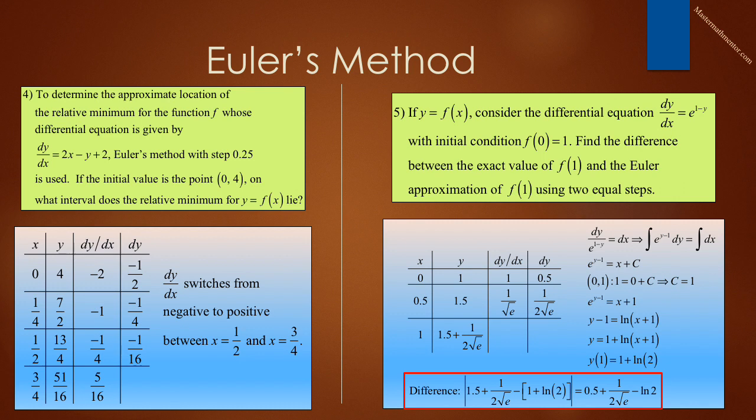So finally, the difference is the absolute value of 1.5 plus 1 over 2 square root of e minus the quantity 1 plus natural log of 2. I used an absolute value sign here because I'm not sure which number was bigger. However, this turns out to be 0.5 plus 1 over 2 square root of e minus the natural log of 2. On the AP exam, you usually do not have to take Euler's method out to too many steps because it can get very messy.